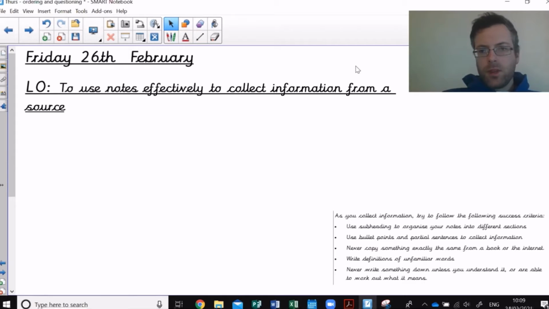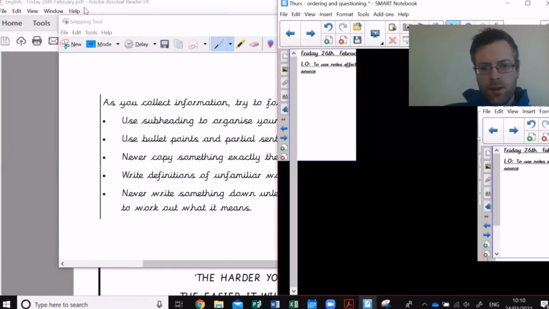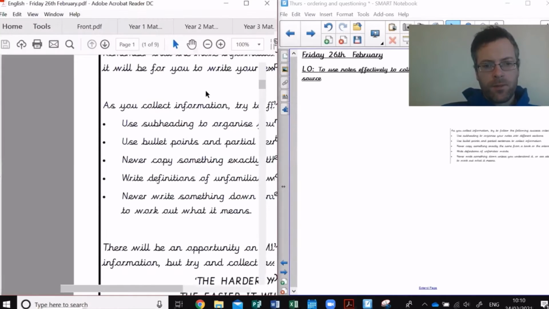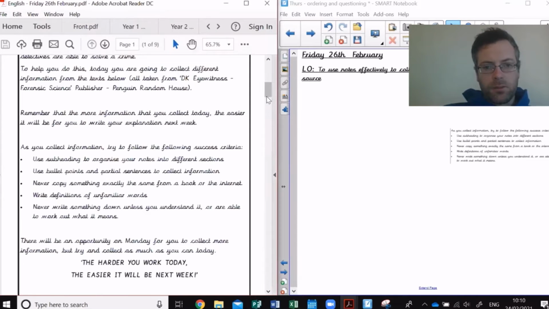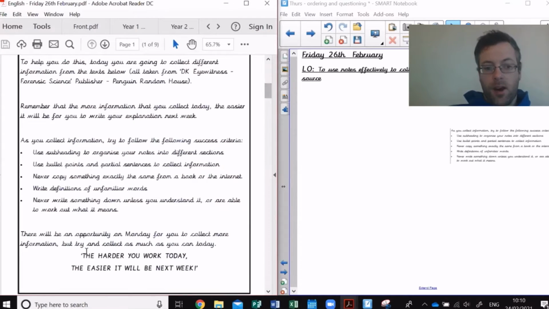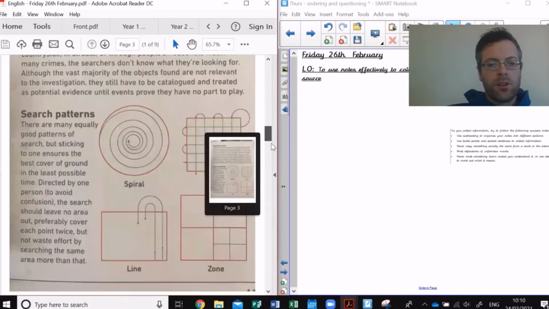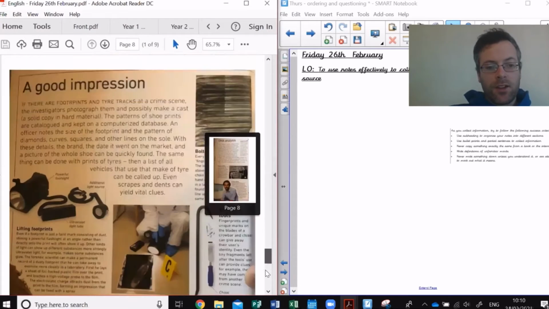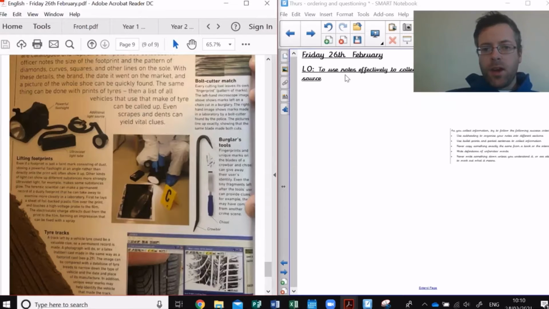So, to help us do this, I'm going to have to be a bit fancy with my screen. Might have to throw that over there. And I put this over here. Okay, so this is the information page that's got all the information on. We've kind of covered that. Remember, how hard you work today will make it easier next week. And then here you've got information. So you've got 1, 2, 3, 4, 5, 6, 7, 8 pages, quite a lot of pages of information to help you as you write this.